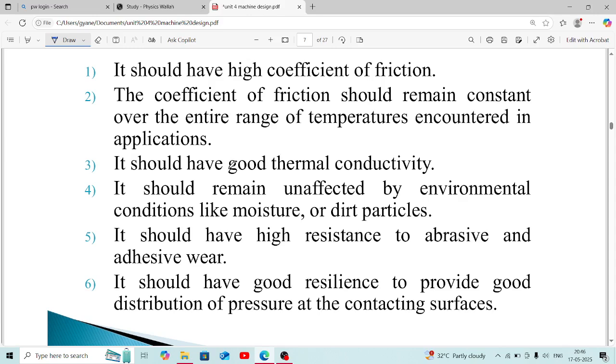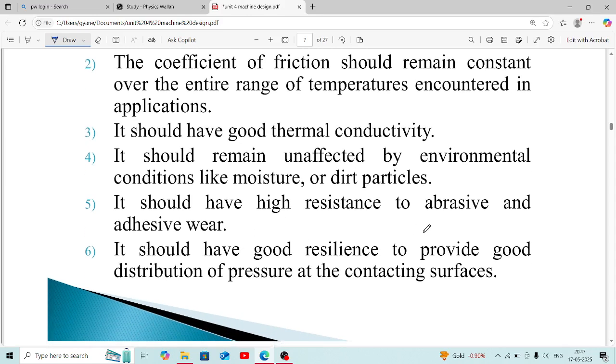It should have good thermal conductivity. It should remain unaffected by environmental conditions like moisture or dirt particles, because every time there is some dirt particle. Moisture is also present, but dirt particles are everywhere. It should have a high resistance to abrasive and adhesive wear. It should have a good resilience.